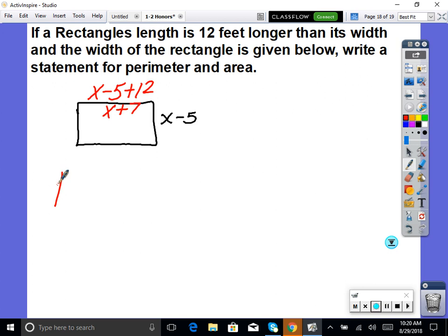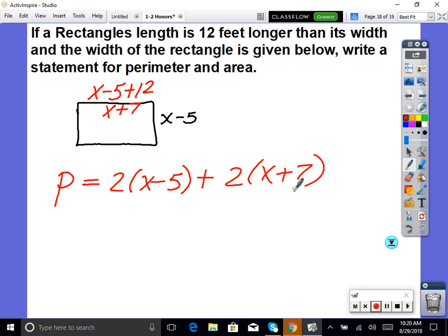X plus 7. So our perimeter, wouldn't our perimeter be that plus that plus that plus that? Yes. So you're saying there's 2 x minus 5s, true? Yes. And then plus there's 2 x plus 7s? Yes. Or if you could do it the good old-fashioned way, x minus 5 plus x minus 5 plus x plus 7 plus x plus 7. Now let's make a statement for area. Isn't area a length times a width? Yep. X plus 7, x minus 5. Is everybody good? Yes. It didn't say simplify, so I could stop. If it did, I'd go. It just said set up a statement. We've done that, we're good.